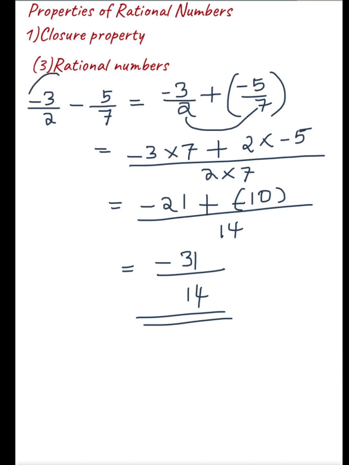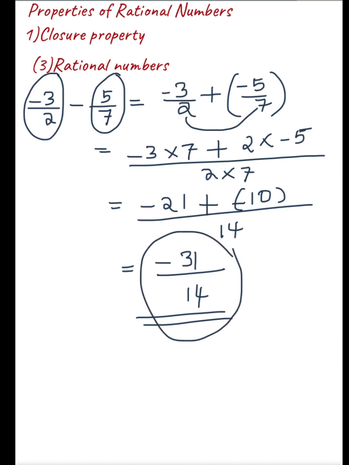So here you have taken two rational numbers, minus 3 by 2 and 5 by 7, and you have subtracted them, and the answer is again a rational number. That means rational numbers are closed under subtraction. You can take more examples. For example, I am taking 4 by 5 minus 5 by 8, and I am going to subtract them.